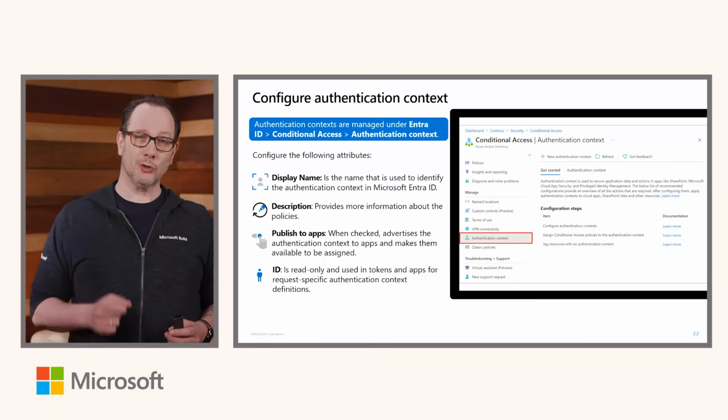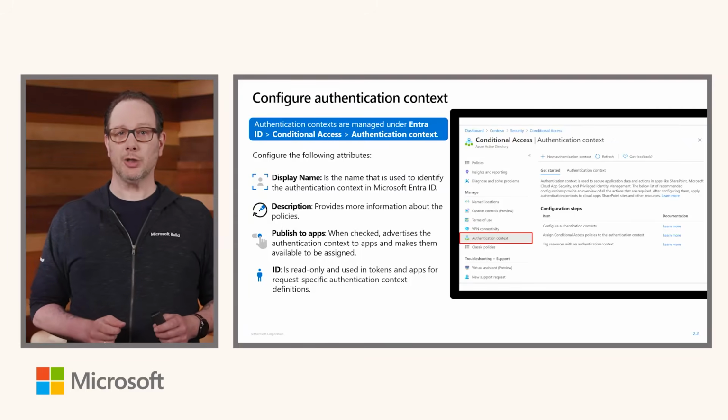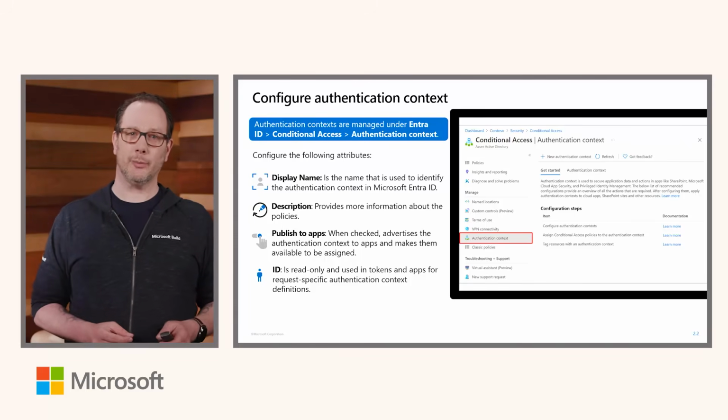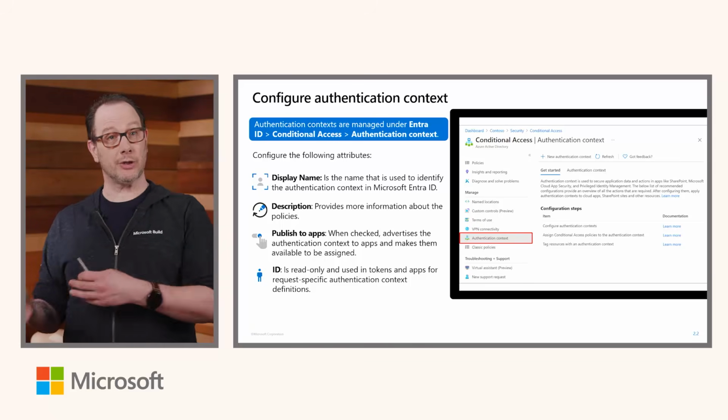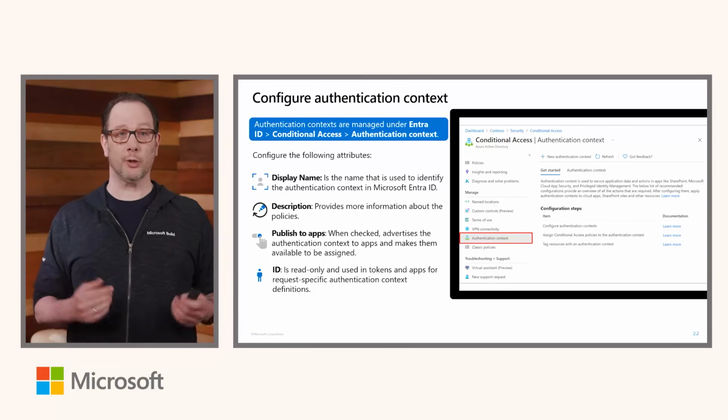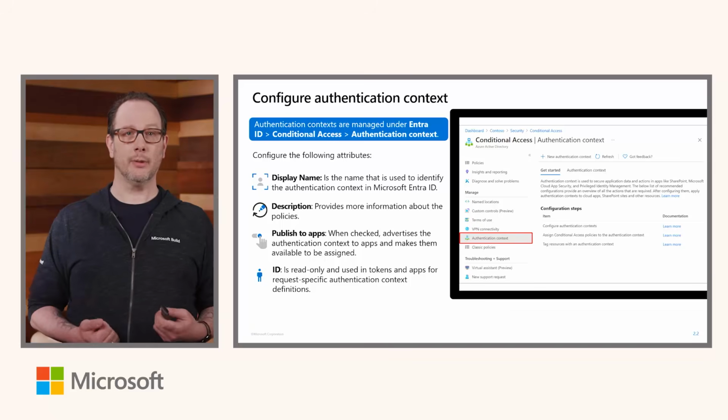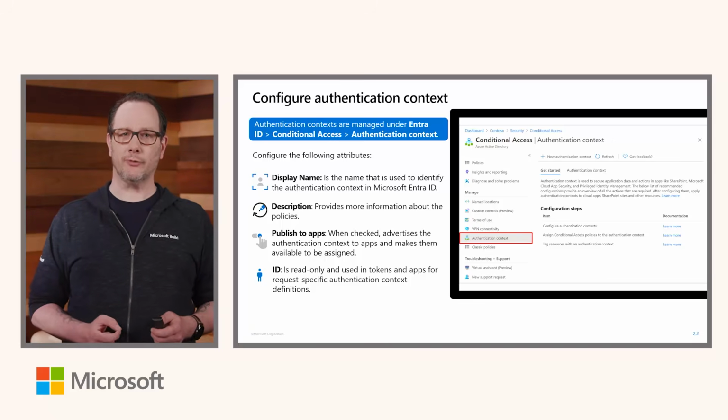Conditional access also provides you with authentication context, which relies on custom attributes you can define to secure application data and actions in applications like SharePoint, Cloud App Security, and PIM. Organizations can define up to 99 context definitions.